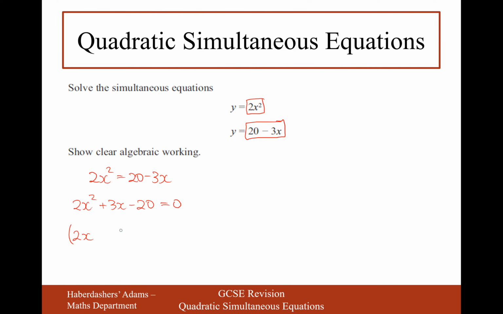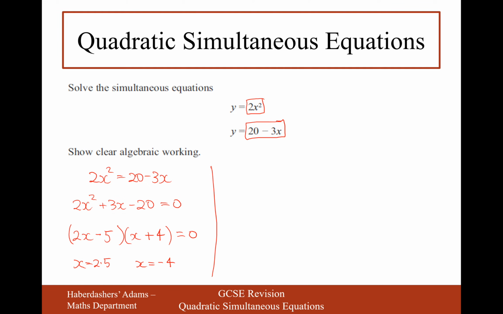I reckon 2x and x might go in brackets together. And if I do a minus 5 and a plus 4, then that will give me 8x, but minus 5x, that will give me 3x. Lovely. So x is either equal to 2.5, that's 5 over 2 as a fraction, as a decimal I mean, or x is equal to minus 4.